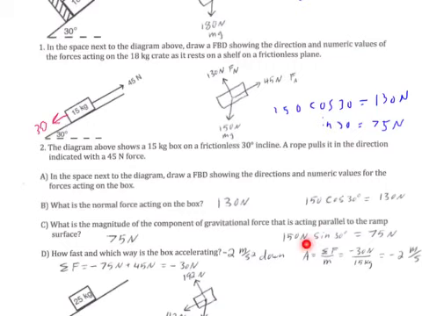So if I come over here and say the acceleration equals the sum of the forces over the mass, the sum of the forces is negative 30 newtons, the mass is 15 kilograms right here. So therefore it will accelerate at 2 meters per second squared down the ramp.